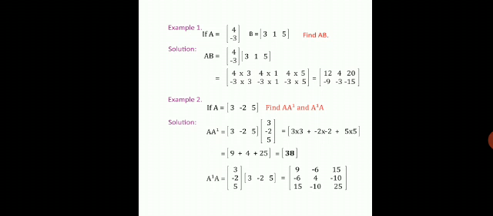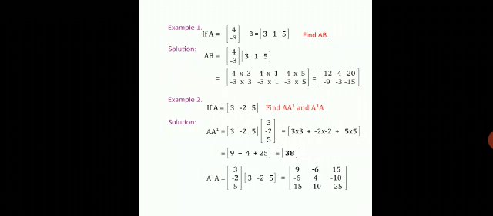It becomes 4 into 3, 12, 4 into 1, 4, 4 into 5, 20. That is your first row answer. For the second row, minus 3 into 3, minus 9, minus 3 into 1, minus 3, minus 3 into 5, minus 15. This is the required answer of the product A and B.